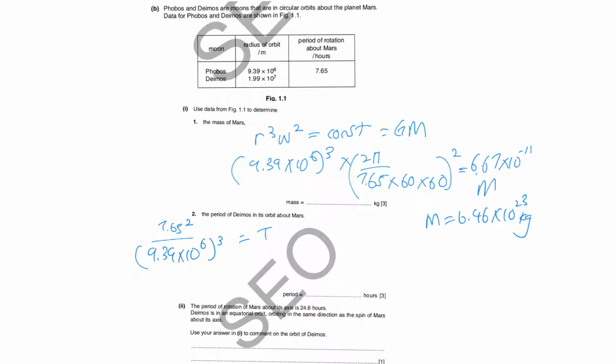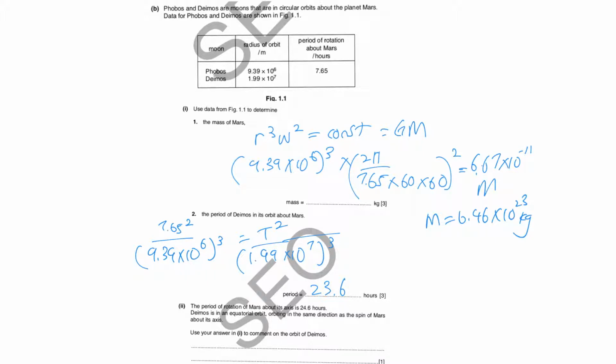So you want to find the period for Deimos, and this radius will be (1.99 times 10 to the power of 7) cubed. Now in this one you don't have to convert any units because you want the answer to be in hours, and the period of Phobos is already in hours. So after calculating, you get the period as 23.6 hours.